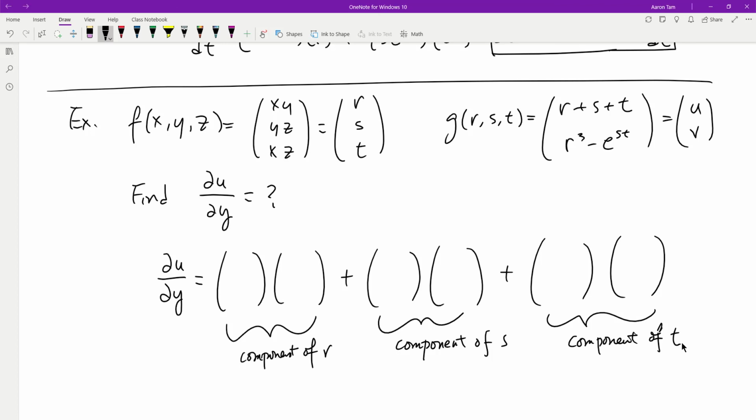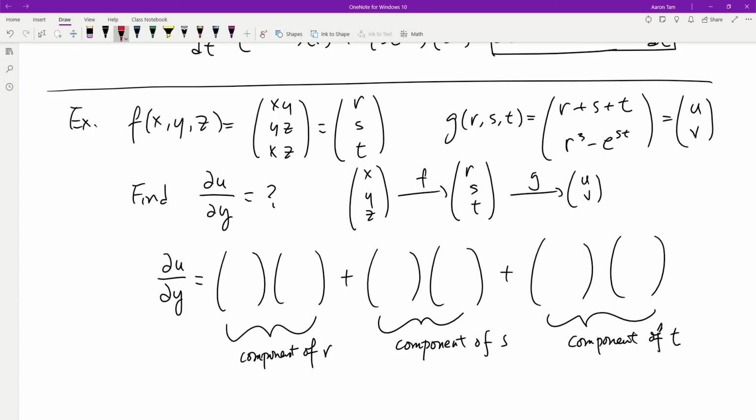The reason why that is the case is because y does not change u directly. y changes r, s, and t, and then r, s, and t change u. So if you want to think about it, this is how they work. Here's x, y, z. Go through the function f to turn into r, s, t, and then through the function g to turn into u, v. So the way y changes u, v is y changes r, y changes s, y changes t, and then r changes u, s changes u, t changes u. So that's how that works.